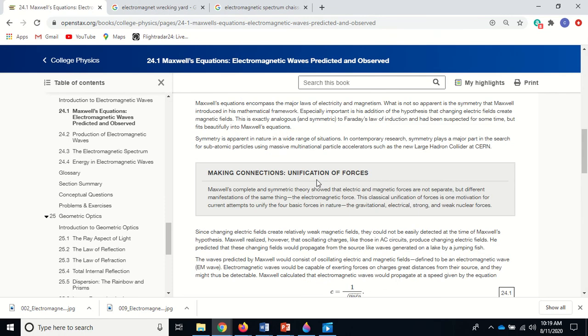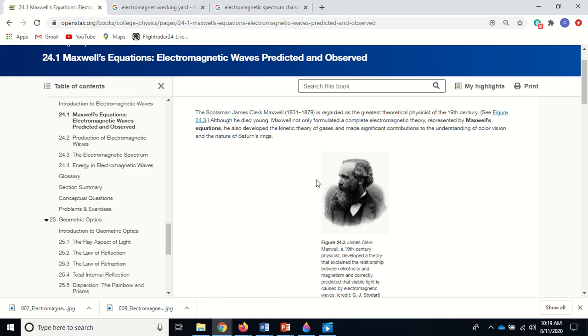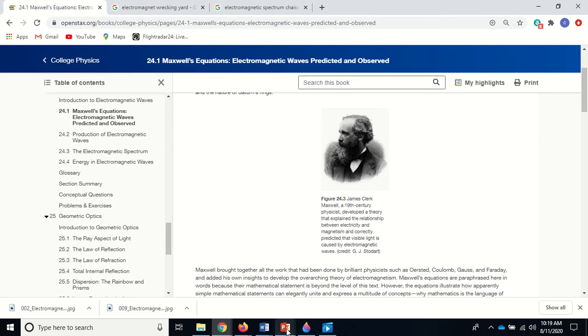Okay, this is for Physics 5B Summer 2020. It's August 11th, and so now we're on to chapter 24.1. And I didn't have anything in PowerPoint about 24.1.